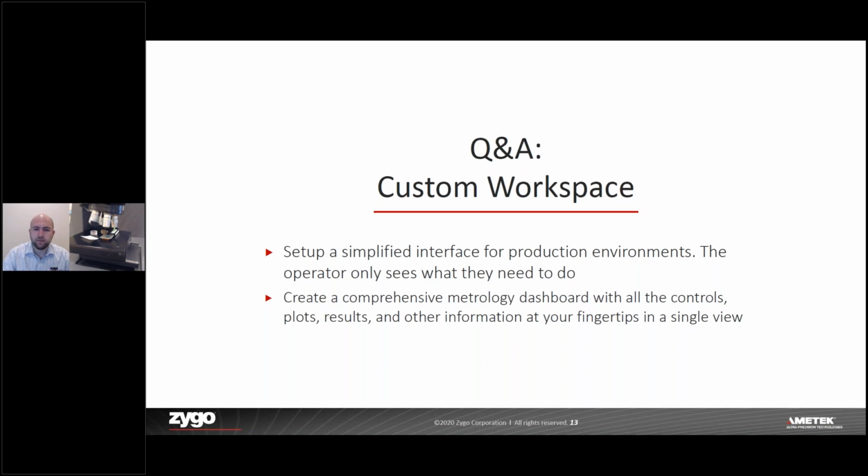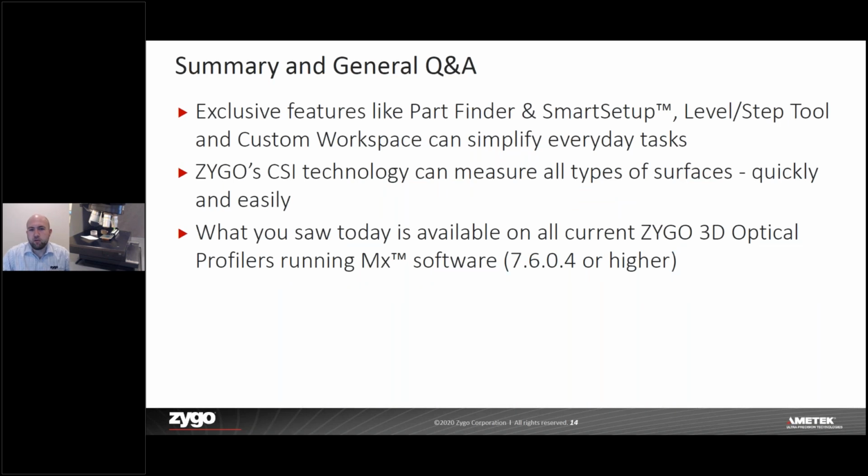Okay, thank you. So for a summary of what we went over today, we started out talking about Part Finder and Smart Setup, which are the tools that really make it easy to find focus and immediately get data on just about any surface. It doesn't matter whether you have a smooth surface, a rough surface, a polished reflective surface, or something that's really diffuse and hard to see. Doesn't matter if it's opaque or transparent. It can be green, blue, polka dotted. The surface really doesn't make much of a difference. It's going to work regardless.